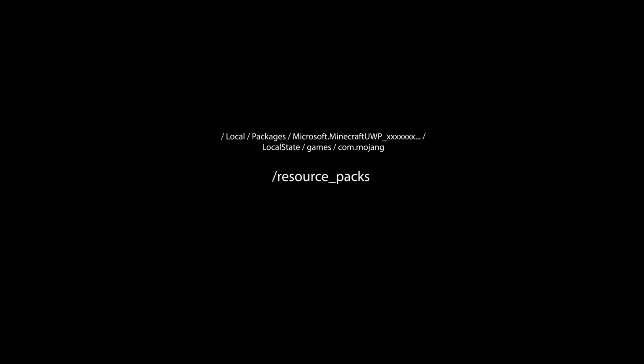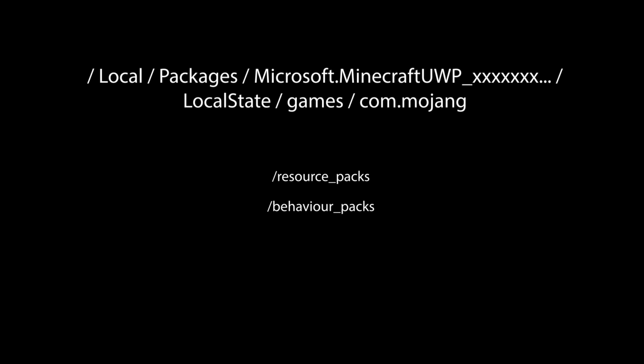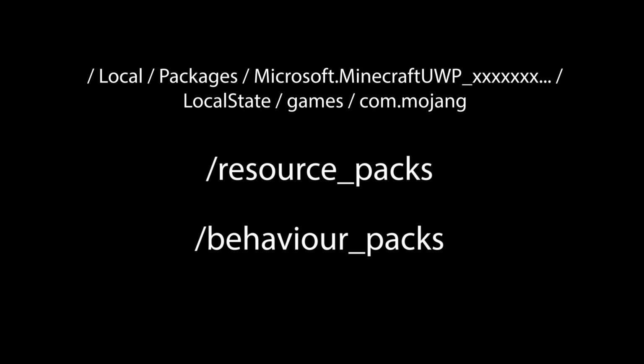When you found that folder, you're going to open it up and look for a folder called local state. Go into that folder, there's going to be a folder called games with a lowercase g in the beginning. And then in games, we're also going to find a folder. And that's where we find com.mojang. We open that one up and now we can see there's a resource pack and a behavior pack folder. And here's where we're going to be working next.